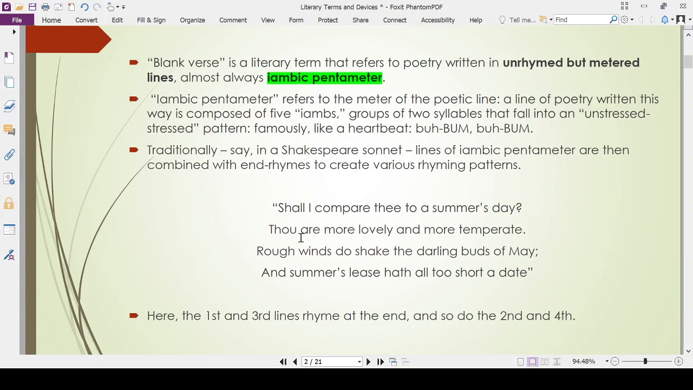Shall I compare thee to a summer's day, thou art more lovely and more temperate. Okay, so the meter should be obvious when you read it. Ba-dum, ba-dum, ba-dum, ba-dum, ba-dum, something like that. So shall I compare thee to a summer's day? Thou art more lovely and more temperate. Rough winds do shake the darling buds of May, and summer's lease hath all too short a date. As you can see here, the first and the third line, as well as the second and the fourth lines, rhyme. So traditionally, iambic pentameter was used in some poetic forms which also had end rhymes.